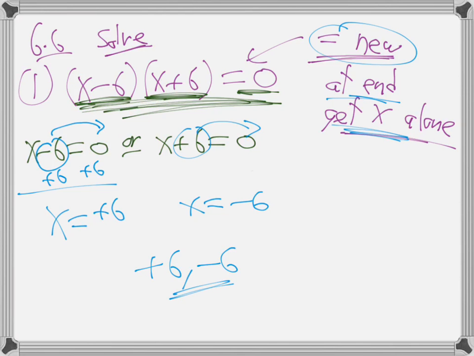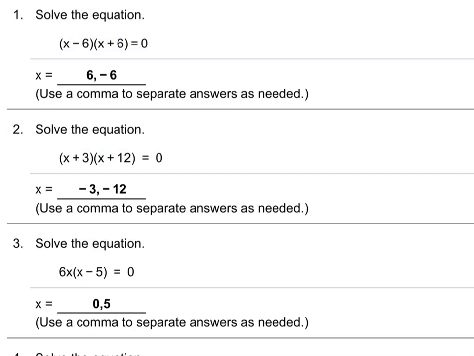Is that good? So you just set each one equal to 0 because the 2 things are times and to be 0, either one could be 0 to make that true. All right. Shall we try another one?